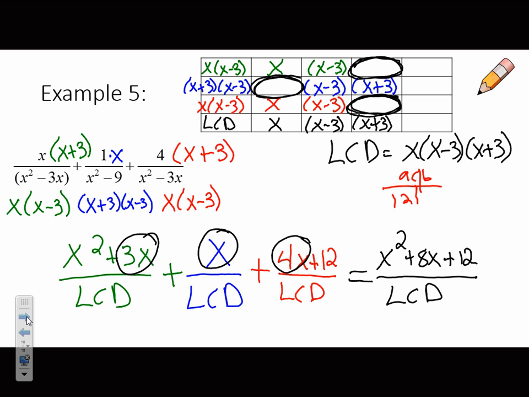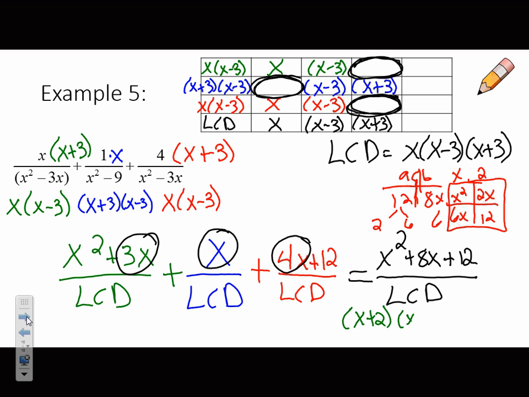12 has to be broken into factors. If we look at this, factors of 12 are 1 and 12. That doesn't work. 2 and 6 does work, so we're going to go 2 and 6. Plug that into our box. We're going to get x squared, 2x, 6x and 12, so x and 2, x and 6. So if I rewrite this, finally, I'm going to have x plus 2, x plus 6, all over my least common denominator, which is x times x minus 3 and x plus 3.